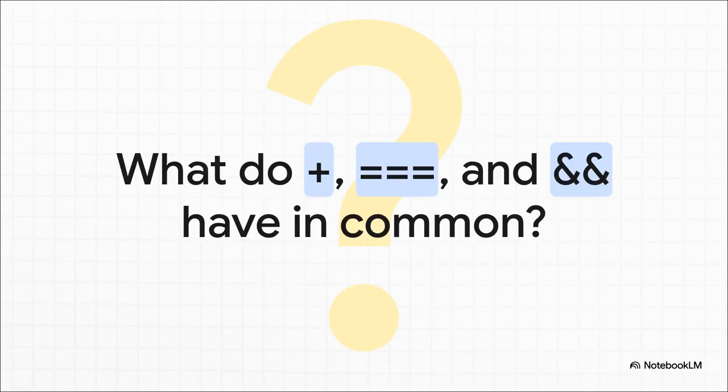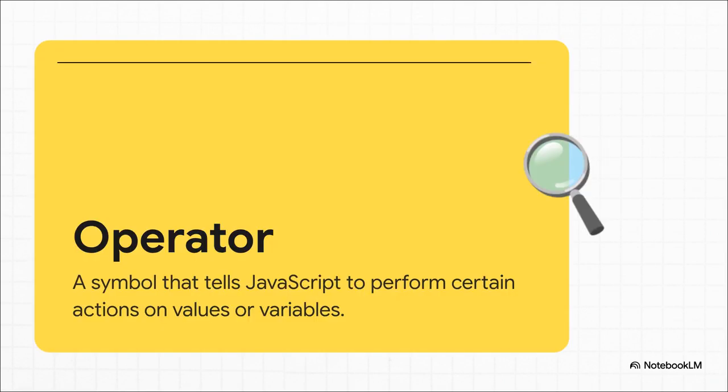So let's start with a little puzzle. What do these three symbols right here have in common? You've probably seen them around. I mean, one's obviously for math, one kind of looks like a typo with those three equal signs, and the other one, well, what's the connection? And the answer is they're all operators.